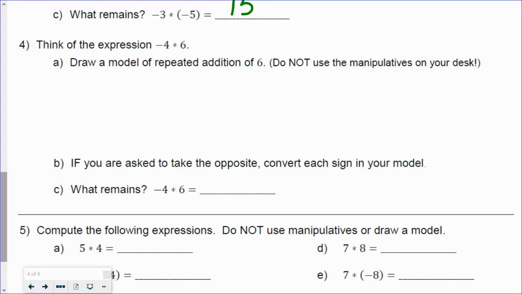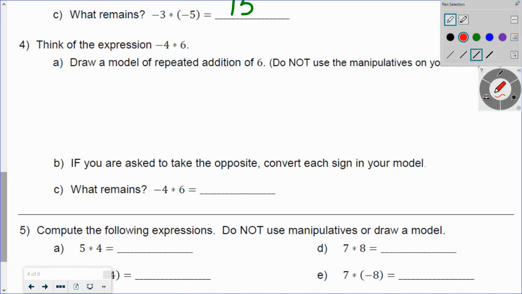Think of the expression of negative 4 times 6. Okay, so we need 4 groups of our 6. That's what it's asking. All right, so here I'm going to go through and I'm going to make my positive signs a little bit different. Okay, so I need 6 in 4 groups.